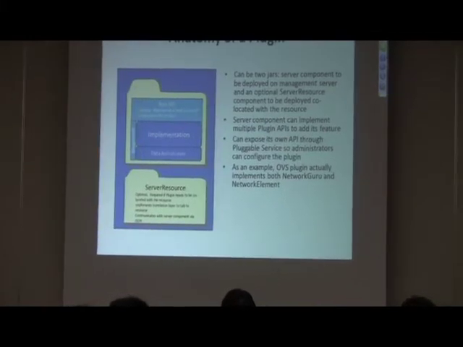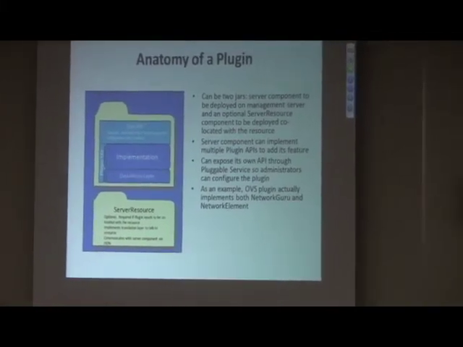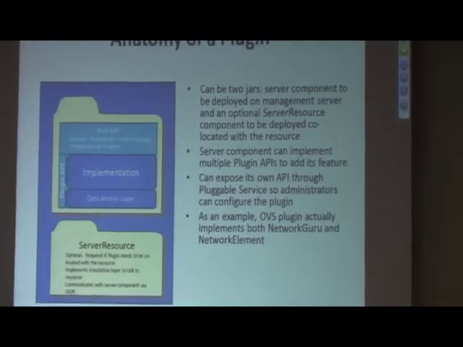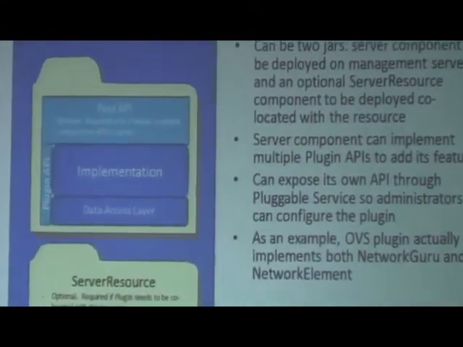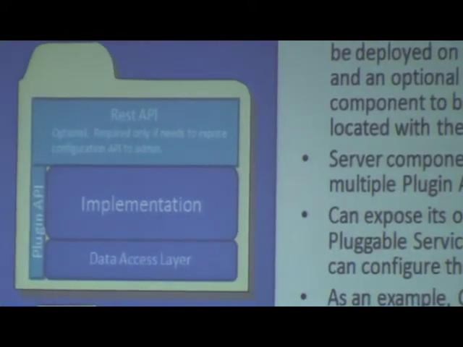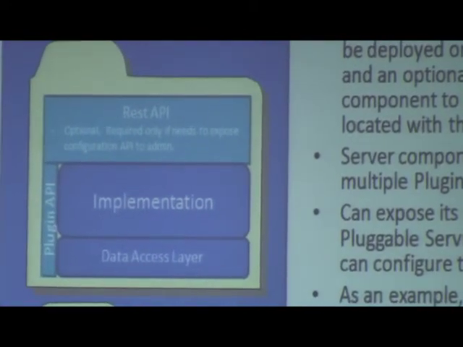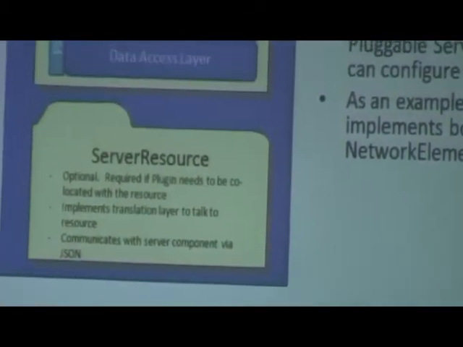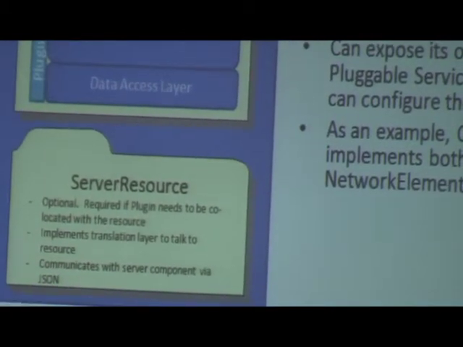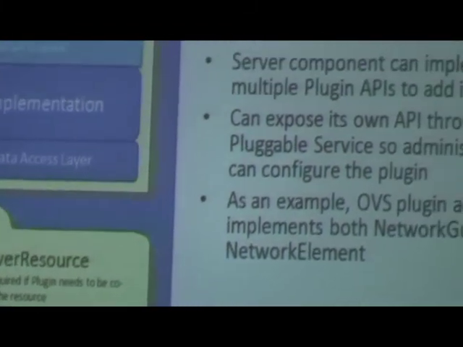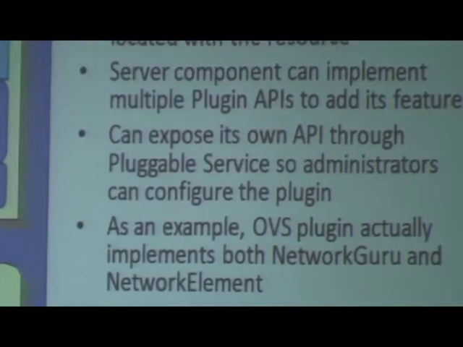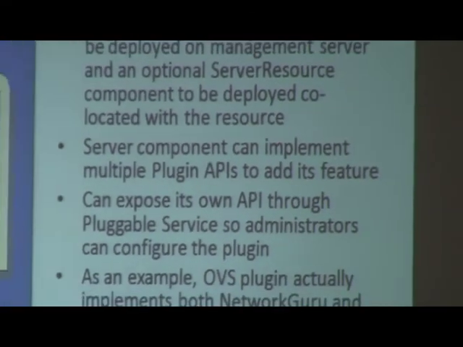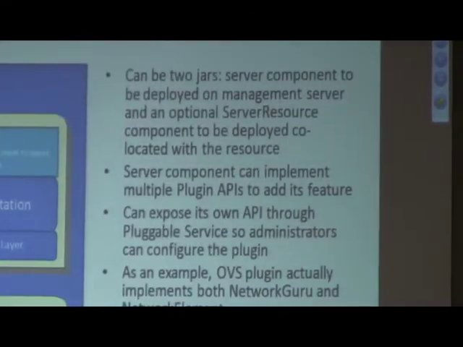And this is an analogy of the plugin. And so it can be two jars. One jar will be deployed into the management server, and that is where the business logic will go. This jar basically controls how it's going to talk to its own resource, how it's going to program, and, for example, things such as whether or not it's deployed as an HA configuration, and also how it does its own resource management.